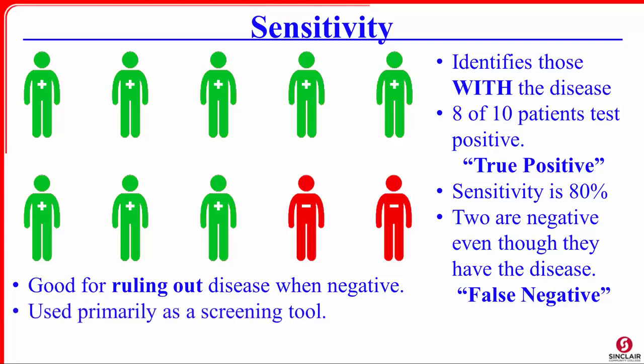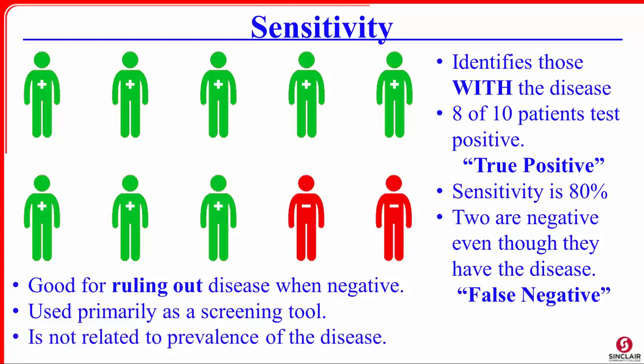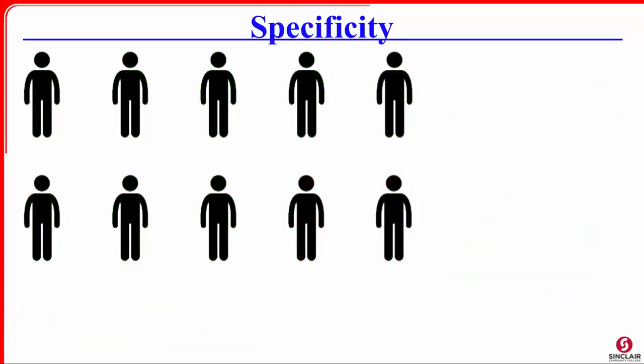It's used primarily as a screening tool because it doesn't get to the specific problem particularly. It just says that there is a problem. And when you have a screening test like this that becomes positive, then that says, okay, now let's do a test that is more likely to show the pinpoint or the specificity. Sensitivity is not related to prevalence of the disease. So it doesn't matter how prevalent the disease in the population is, the sensitivity of the test is independent of the prevalence. So let's switch over to specificity.